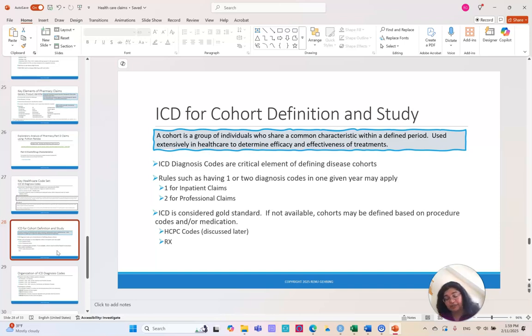But if that's not available, and there are many cases in which that may be true, then cohorts may be defined based on what procedures the patient is getting or what medication the person is getting. The procedure codes are generally captured by HCPCS codes, and that's another whole area which I'll cover later. And medication and treatments are generally denoted by Rx, prescriptions.